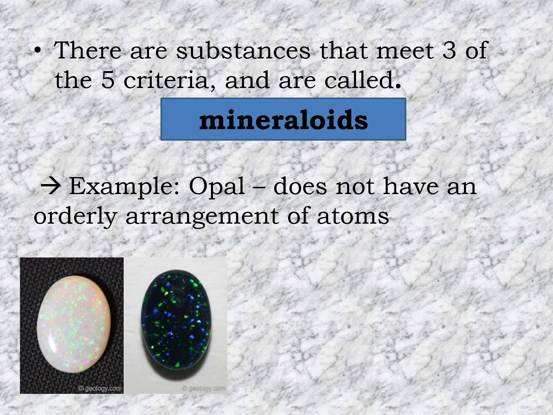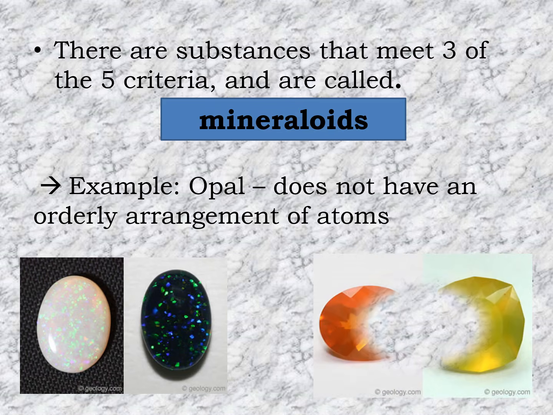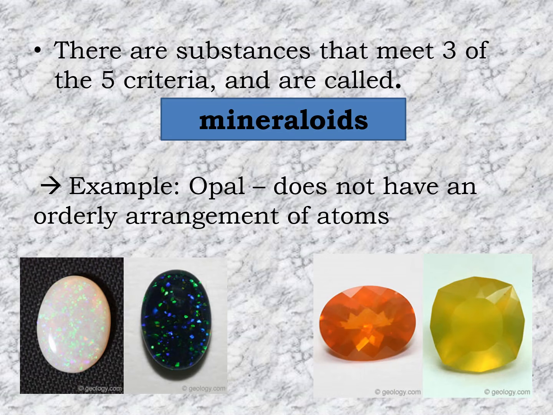Ulitin lang natin. Di ba sabi natin kanina, yung 5 characteristics ng minerals, yun yung batayan para ang isang substance ay masabing siya ay mineral. So, in this case, yung case ni opal, hindi siya considered as mineral. Mineral-like substance lang siya because of the absence of crystalline structure.